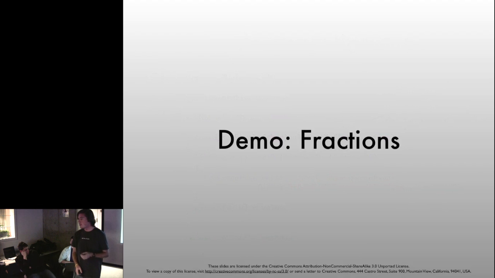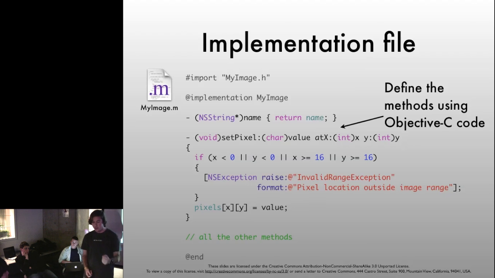Actually, I have a question. So implementation files don't have to import Cocoa.h? The reason they don't need to import it is because they import the header, which in turn imports the library. Okay, so they kind of cascade down.